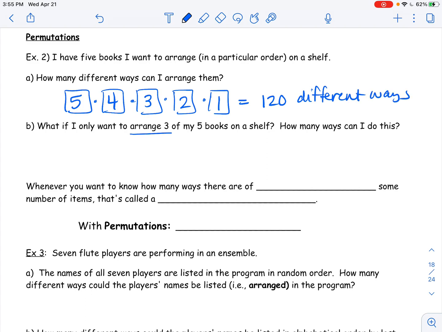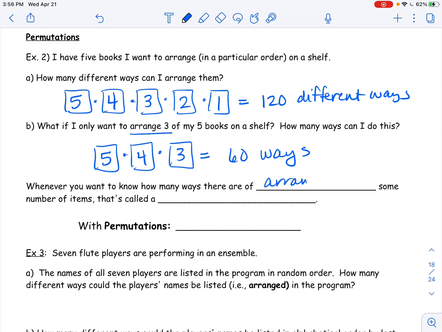Okay, what if I only want to arrange 3 out of my 5 books? Well, then only 3 positions. The first option will have all 5 books to choose from. The second will have 4 books to choose from because you've already placed one. And then the third option, you would have 3 choices. If you multiply that together, you have 60 ways. Whenever you want to know how many ways there are of arranging some number of items, it's called a permutation. With permutations, order matters.